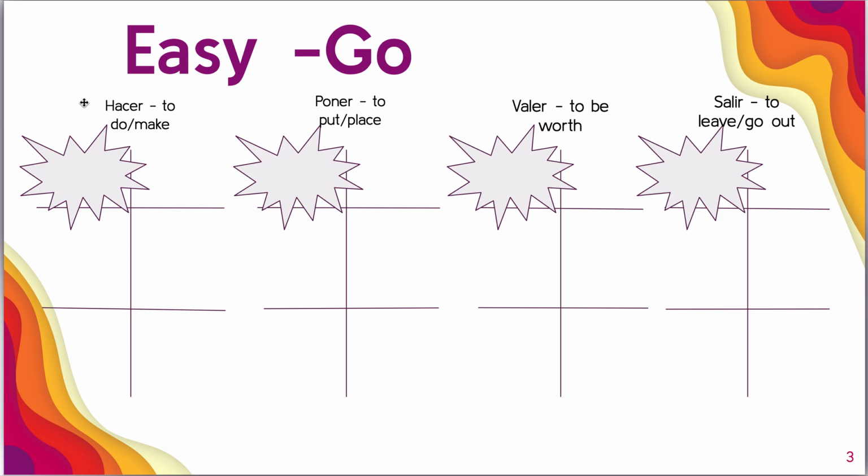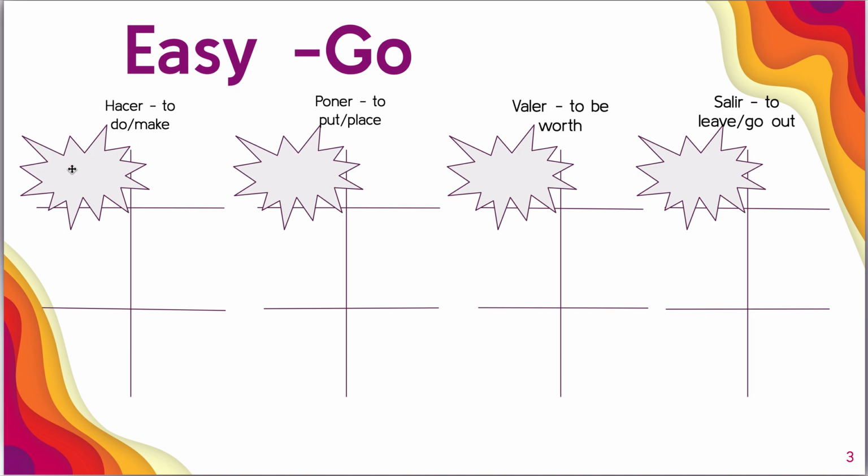I have these in different categories to try to help you guys learn them a little easier. So the first category that I have are what I consider the easy go verbs. And the reason why they are easy is because only the yo form is different, and then every other form will just be conjugated normally. So the first one we're going to do is hacer. Hacer means to do or make.